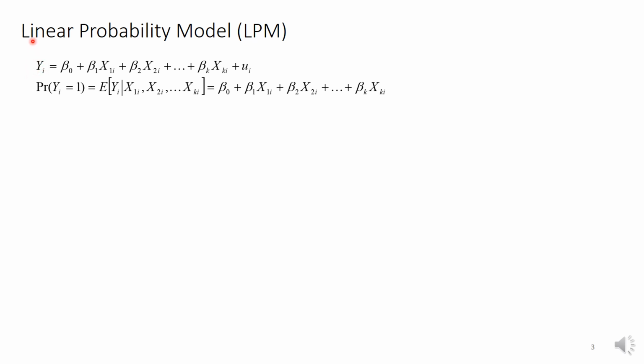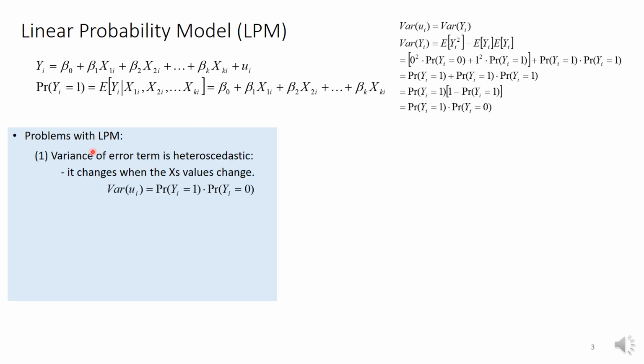So this is why we call it the linear probability model. However, we have problems with the LPM. Number one is that the variance of the error term is heteroscedastic. So when you have this error term over here, it is heteroscedastic. When the explanatory variables' values change, the variance of the error term will also change.